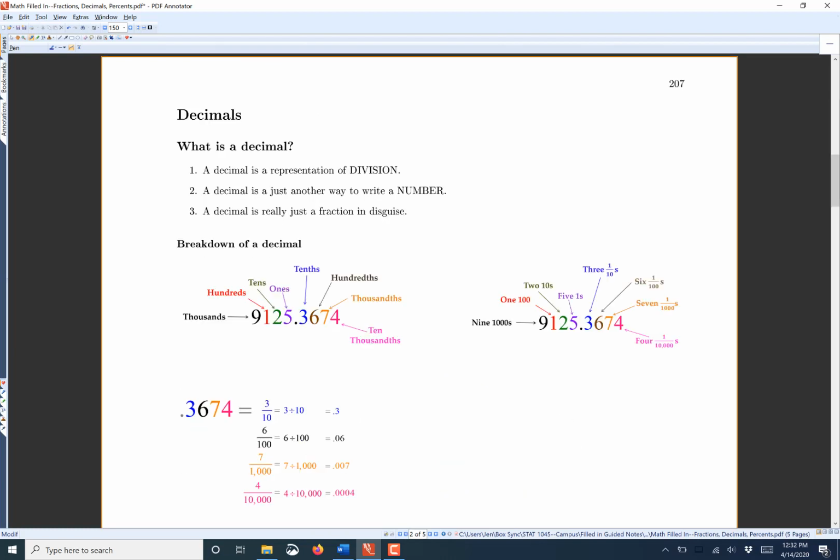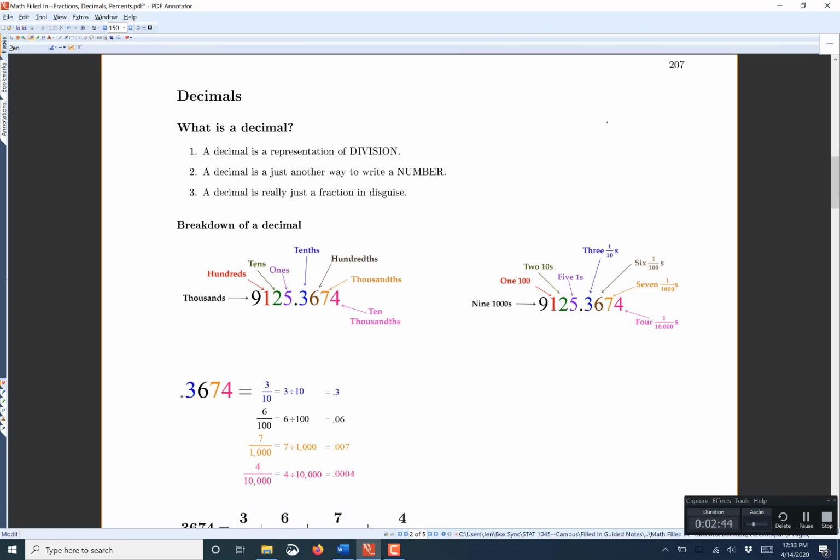Now let's do decimals. So what is a decimal? A decimal, again, is just another way that you can think about division or how to write a number. Really, a decimal is just a fraction in disguise. So if we were to break down a decimal, here's a whole number. We have our thousands place, hundreds, tens, ones. Usually we start the decimal and say ones, tens, hundreds, thousands. If you go the other direction, you have tenths, hundredths, thousandths, ten-thousandths.